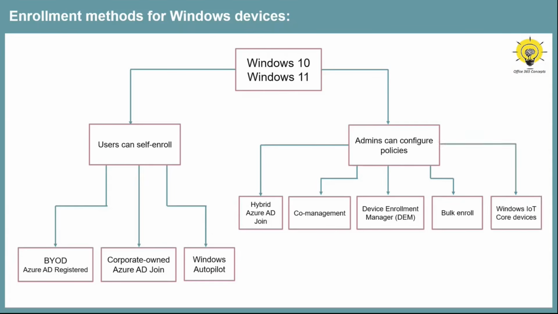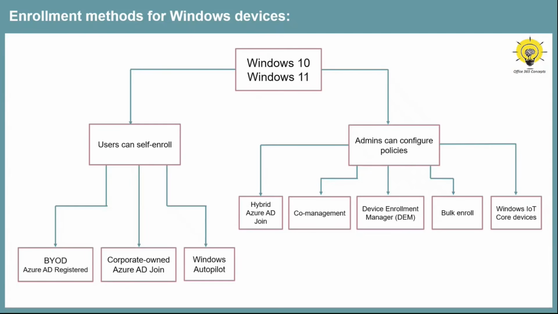And the last method of admin level enrollment is enrolling Windows IoT core devices. In this type of enrollment process, first, administrators prepare their device using Windows IoT Core Dashboard. Then they create a provisioning package using Windows Configuration Designer. And then using SD card media, they install the package to automatically enroll devices to Microsoft Intune. So depending on your business requirement, you can decide which enrollment method suits your requirement.